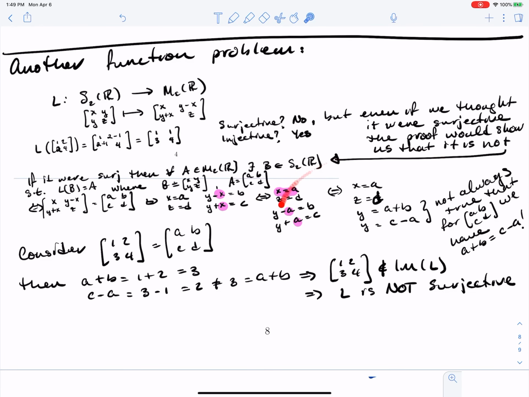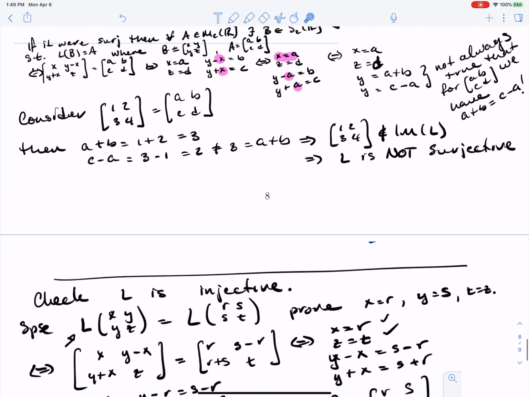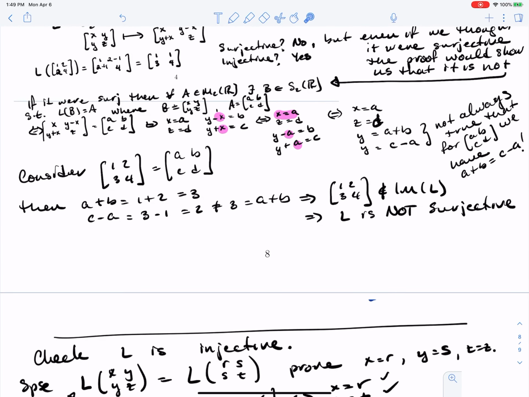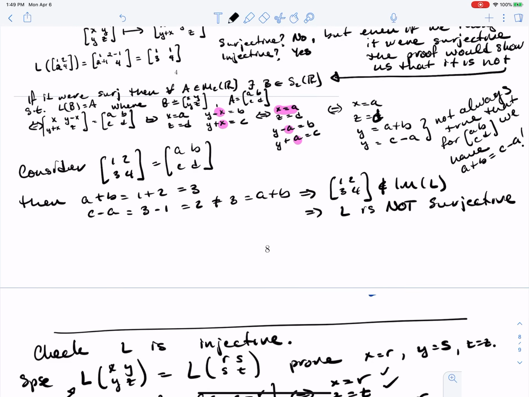Notice that this proof doesn't help you tremendously in deciding whether it's injective. But already when I look at this, I start thinking, that looks like solving a system of equations. Maybe I can do it. So what you need to do in order to start an injectivity proof is to say, suppose I want to show that L is injective. What I really want to do is I want to say, given L of one matrix, X, Y, Y, Z, because remember these are supposed to be symmetric, suppose that L of X, Y, Y, Z is equal to L of R, S, S, T.